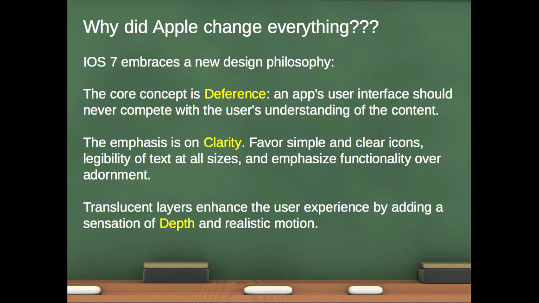And then the third concept is part and parcel of the first two. In order to give us a concept of clarity, and in order to defer to the content over the user interface, we use translucent layers to give a sensation of depth and also realistic motion. A layer in front of a layer in back will appear to move over the back layer as we turn the interface. This enhances the user's understanding not only of what's going on right now, but of what they will go back to.